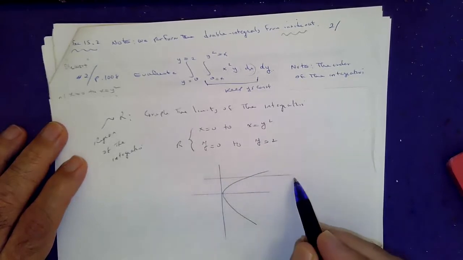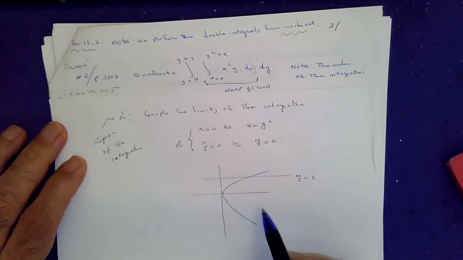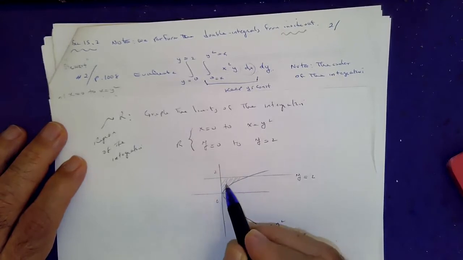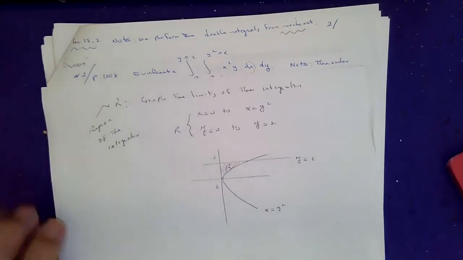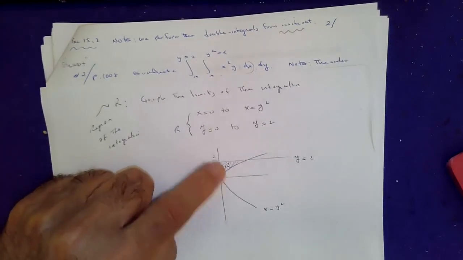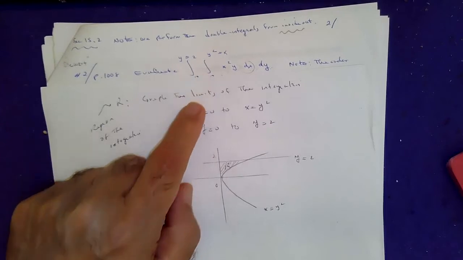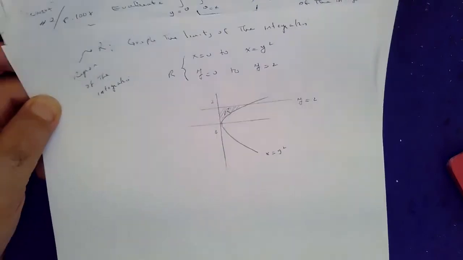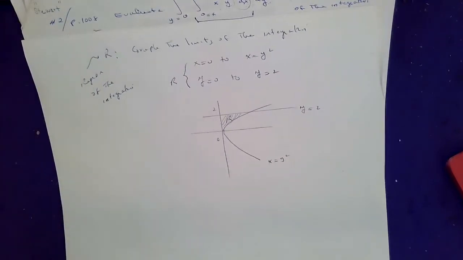y is equal to 2 is this horizontal line. So this is x equals y squared, and y goes from 0 to 2. So it looks to me they are talking about this region. That's the closed region of integration for this double integral.